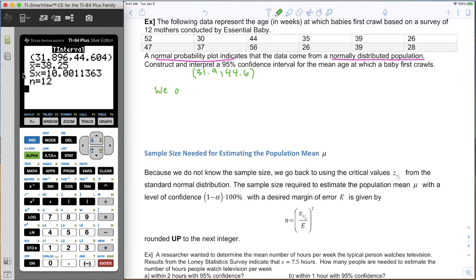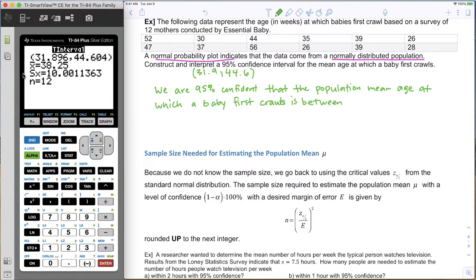We are 95% confident that the population mean age at which a baby first crawls is between 31.9 weeks and 44.6 weeks.